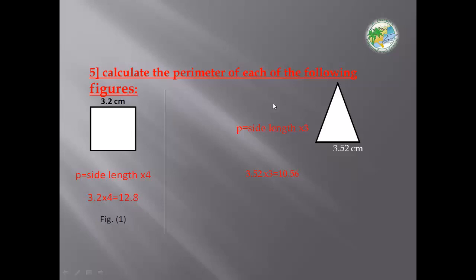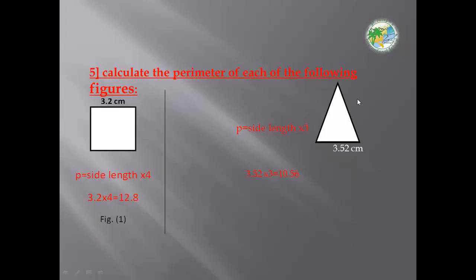Another question. This shape is called what? A triangle, and from the shape it is clearly an equilateral triangle. What is the meaning of equilateral triangle? All sides are equal in length. The perimeter equals side length times 3.